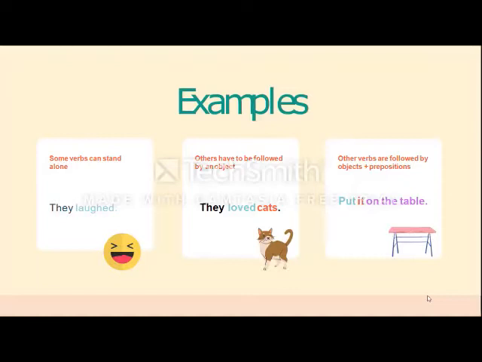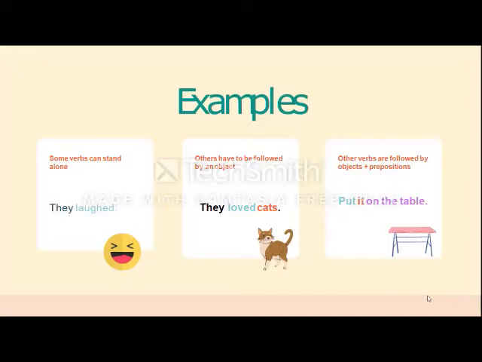And then other verbs have to be followed by an object. For example, in a sentence like they loved cats. Cats is an object that should follow the verb loved.